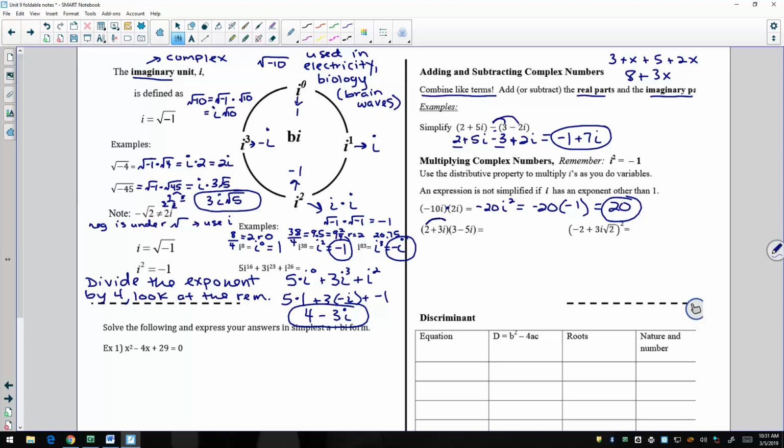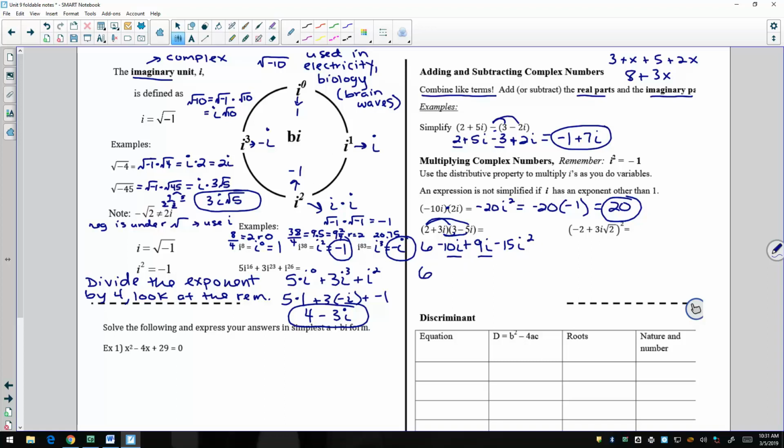You would double distribute. So 2 times 3 would be 6. 2 times negative 5i is negative 10i. And then you would distribute the second guy, so that's positive 9i. And then a 3i times a negative 5i is a negative 15i squared. From here, you have to clean this up. We can combine our like terms and turn i squared into what it's equal to. It's equal to negative 1.